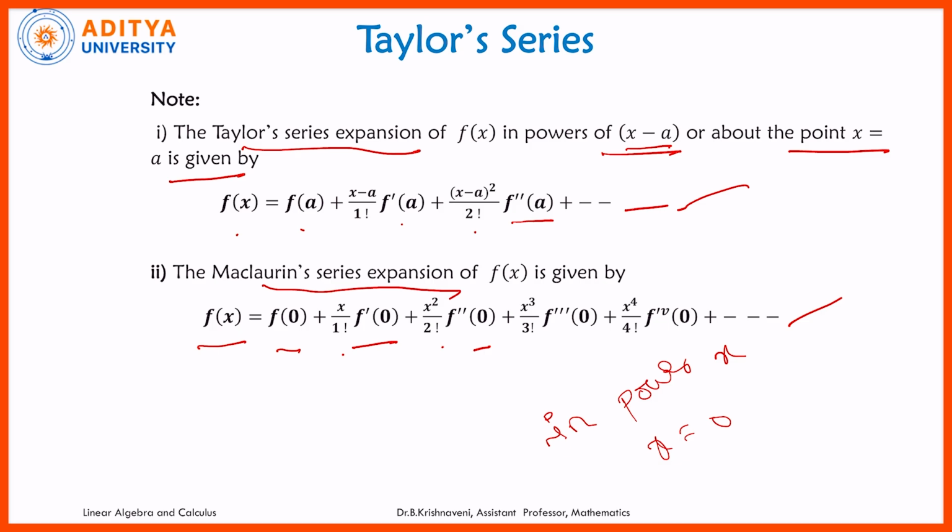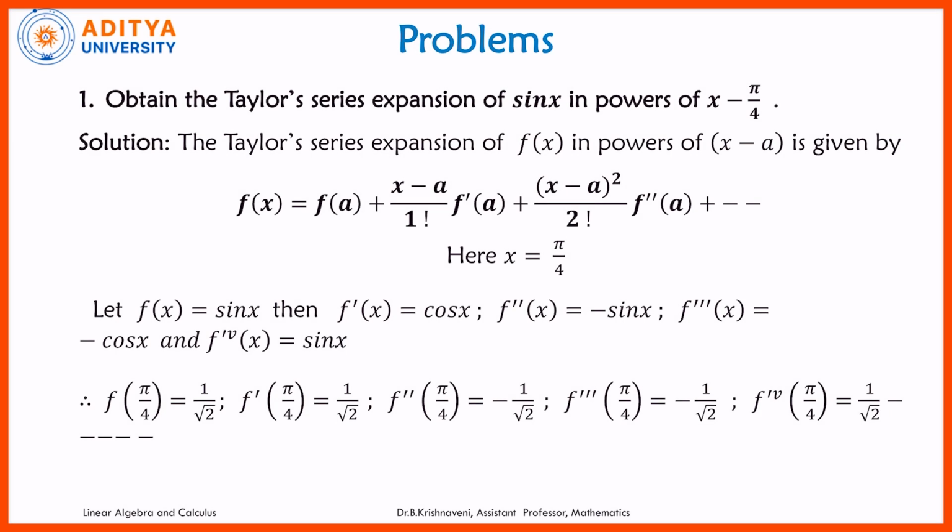So the above at x is equal to a means it is a Taylor series expansion, and about x is equal to 0 it gives the Maclaurin series expansion. Now let us discuss the question on this. Obtain the Taylor series expansion of sin x in powers of x minus pi by 4. In the powers of x minus pi by 4 means clearly here a is equal to pi by 4. So hence we have to take the Taylor series expansion.